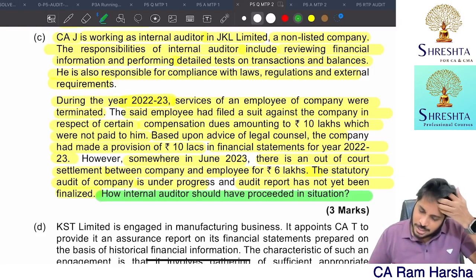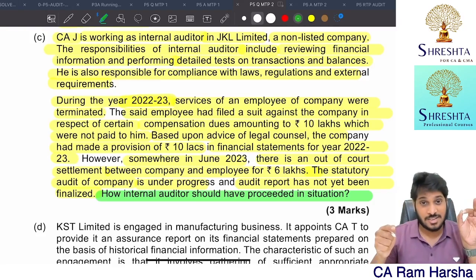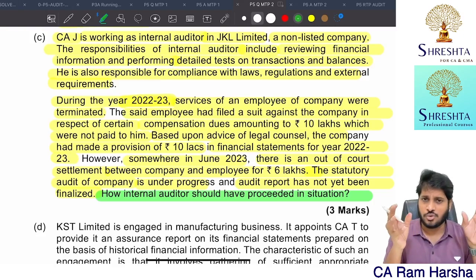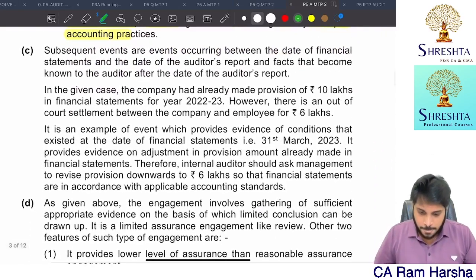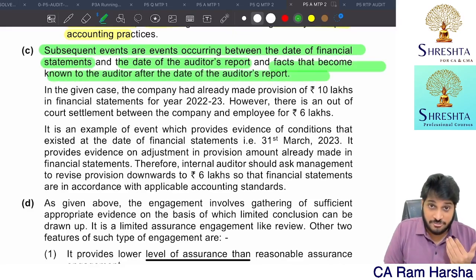What will you advise? You tell me: in 22-23 the employee's service was terminated and the case was pending, and ultimately it was settled at 6 lakhs. But the company originally created a provision of 10 lakhs. The conditions existed on the balance sheet date and the subsequent settlement out of court at 6 lakhs is the ultimate liability. It is an adjusting event, so adjust it. So the internal auditor should recommend the management to reduce the provision from 10 lakhs to 6 lakhs. That's it. So subsequent events are events occurring between the date of financial statements and the date of the audit report, or which in fact came to the knowledge of the auditor after the date of the audit report.